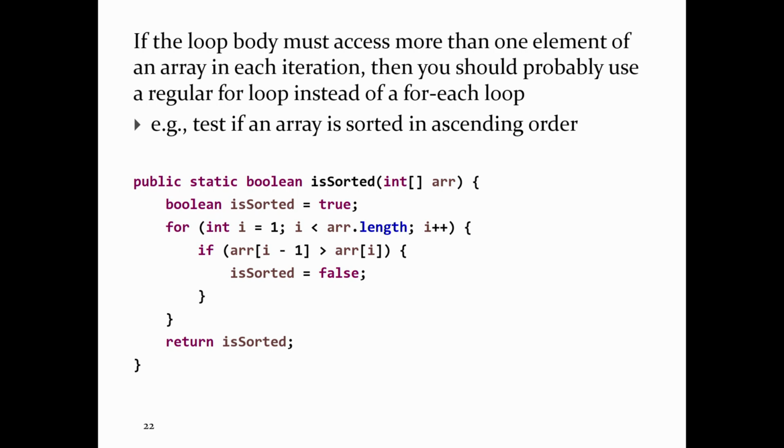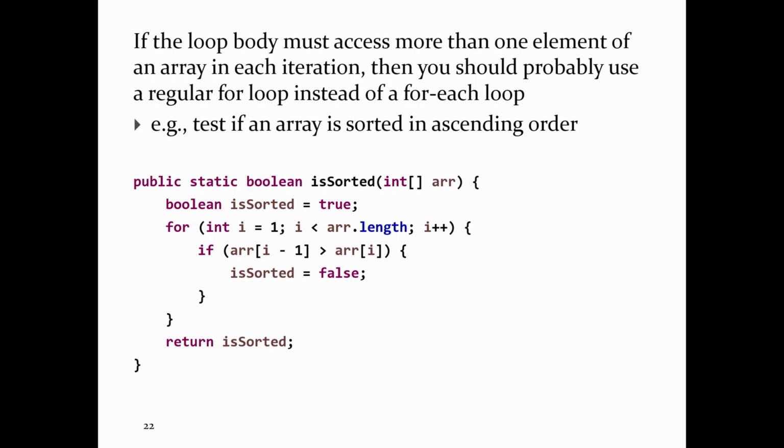In the case of solving the problem, is this array sorted? What you want to do is look at two values in the array at the same time. The for each loop only lets you look at one. So this is another situation where you probably want to use a regular for loop. You can write a for each loop, it just becomes more awkward to do it. So if I want to look at two elements at the same time, it's probably better to just use an index.